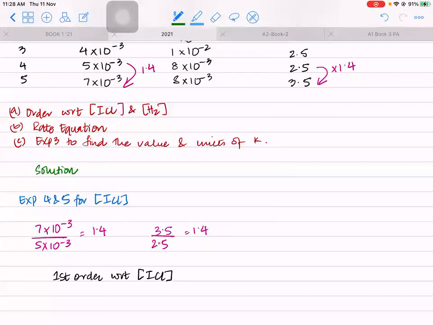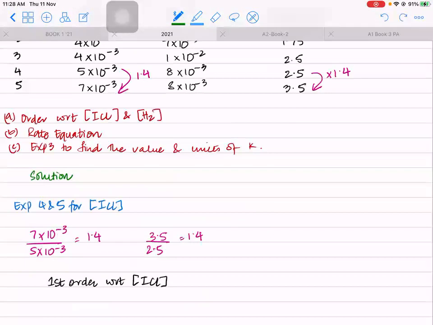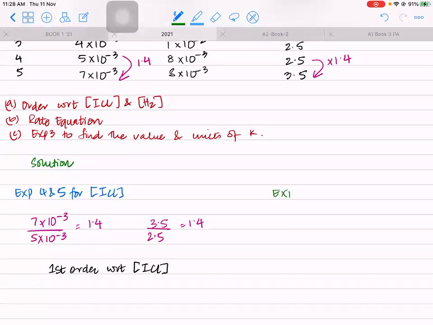Now, we need to find the order with respect to hydrogen. So with respect to hydrogen, let's pick two experiments where ICl is constant and hydrogen is changing. You can take 1 and 2. You can also take 2 and 3. You can also take 1 and 3. So you can take either. I will take experiments 1 and 2, for the concentration of hydrogen, where hydrogen is changing and ICl is constant.